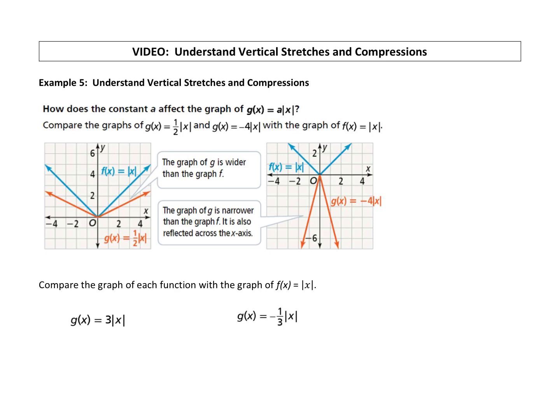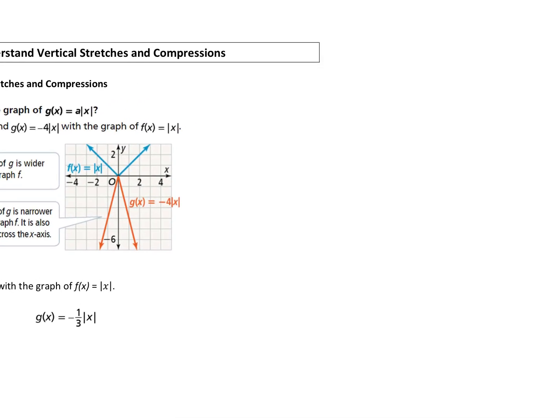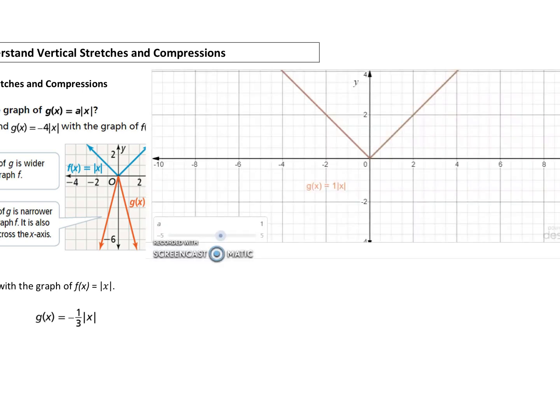All right, so we've looked at translations, vertical translations, horizontal translations, that's shifting of your graph. The V shape did not change. So what happens if you have a stretch and a compression? So we're going to look at vertical stretches and compressions. I am going to show you guys a quick little visual of some stretches and compressions.